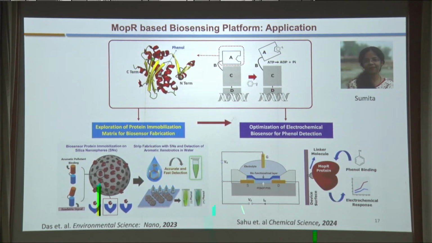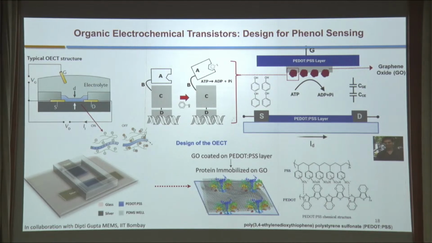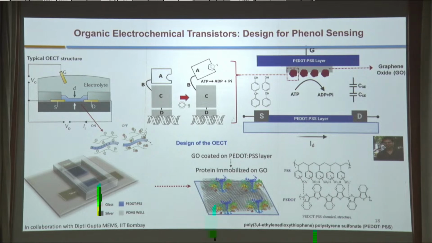So she also did immobilization on graphene oxide, and this is what I will tell you about, how we proceeded with making our next stage device. So here again, Shubhankar and Sumita were the 2 main people involved, and they were able to make this OECT, organic electrochemical transistor based device.